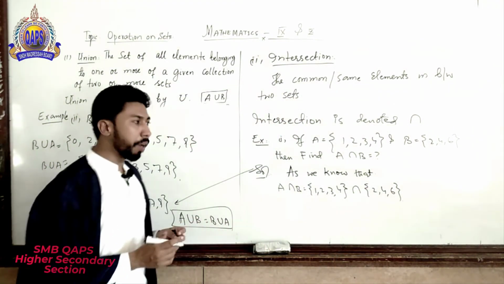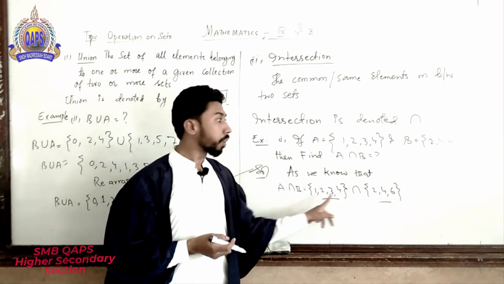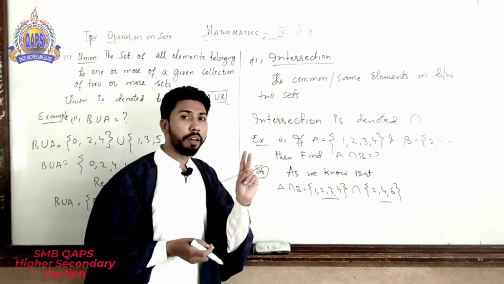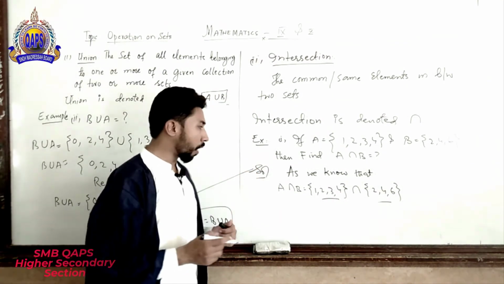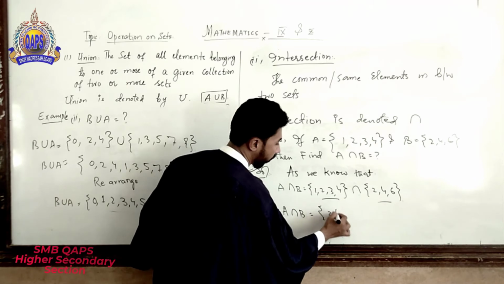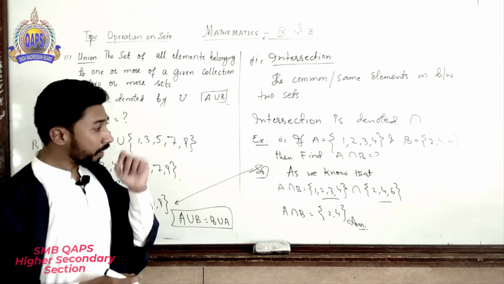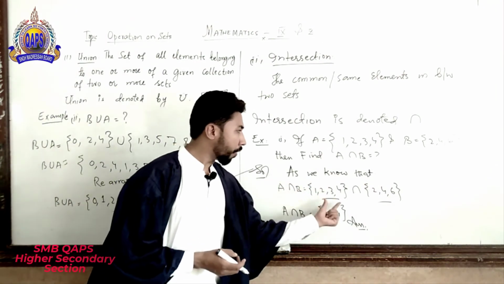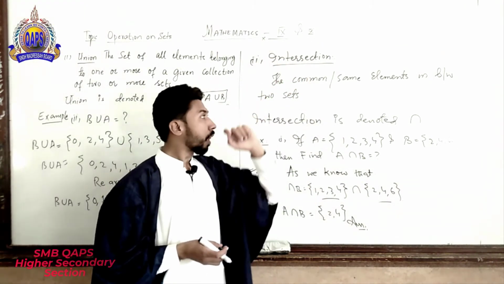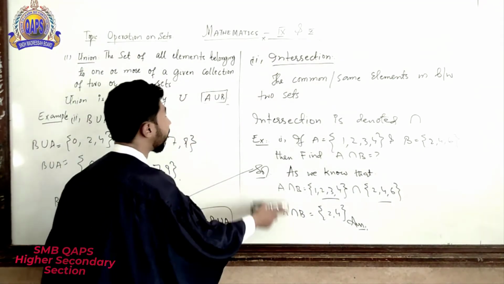Which are the common elements in between the two sets? Here 2 is here, 2 is already here, and 4, 4. There are only two elements of the given sets that are similar, that's why we write them in the intersection. So this is our answer. Intersection is basically the common elements in between two sets, otherwise it gives us an empty set. Now we come to the next example of the intersection.